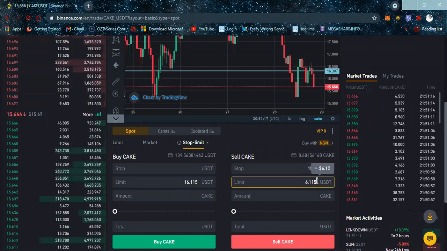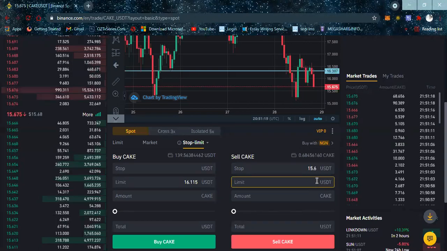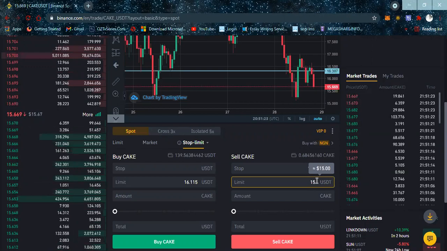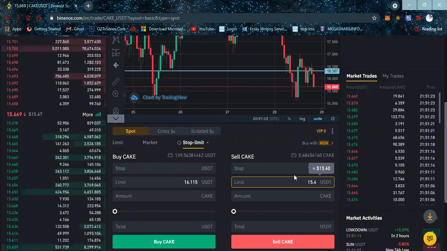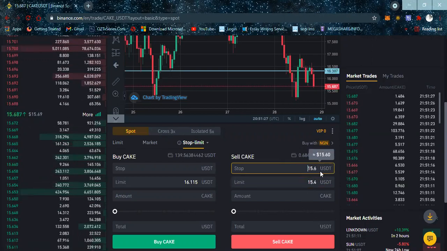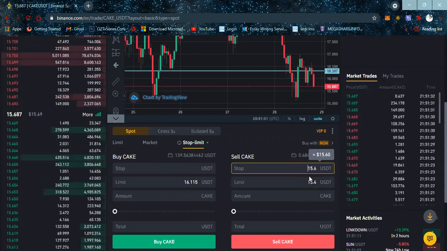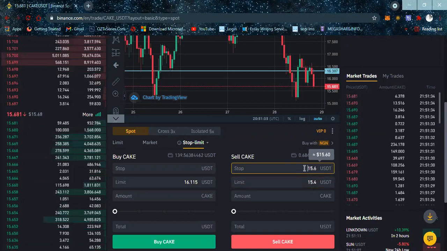Please know what I'm teaching you. It should be close. People always get this messed up because they don't really know how to set this thing. This is what you're telling the market. You're telling the market that if the price of CAKE goes to 15.6, it should sell off CAKE at what? 15.4. This order is going to peak.